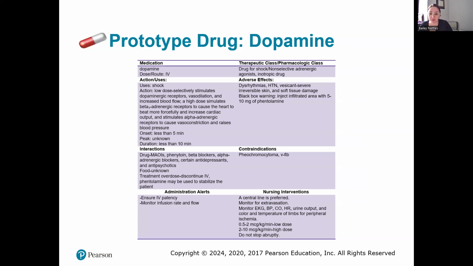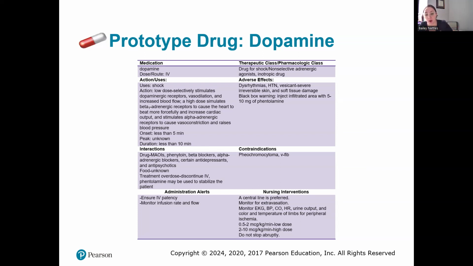If we have an overdose, stop the IV, give the phentolamine to stabilize the patient. We don't use it for pheochromocytomas, which are small tumors, I believe, on your adrenal glands, and BFib. They don't get dopamine. So ensure the IV patency because we do not want it to extravasate. Monitor their infusion rate and flow. Monitor their EKG, blood pressure. Almost the same exact nursing interventions.